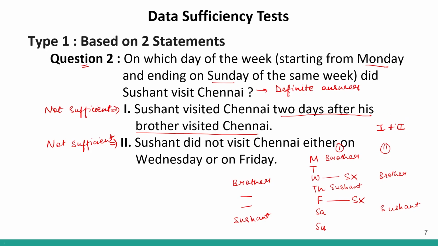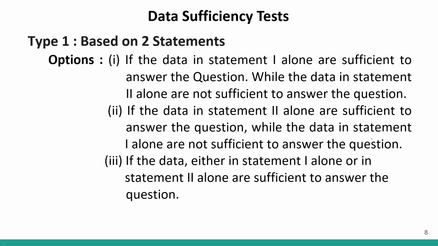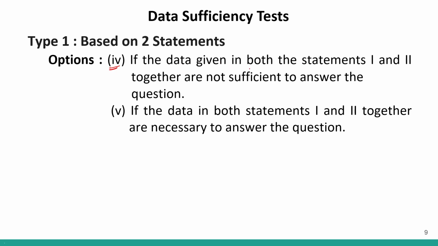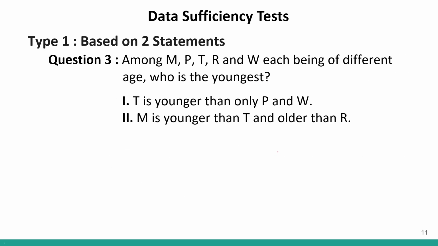So I can say that neither 1 is enough, nor 2 is sufficient, and even after combining 1 and 2 together, it is not sufficient. So if I look at the options, I can say that option number 4, that given data in both statements 1 and 2 together are not sufficient to answer the question. We cannot answer the question even with both the statements. Now, coming to question number 3.